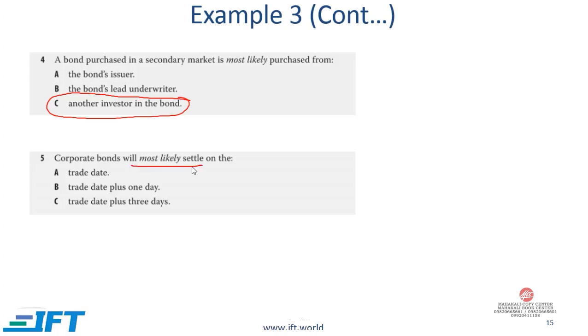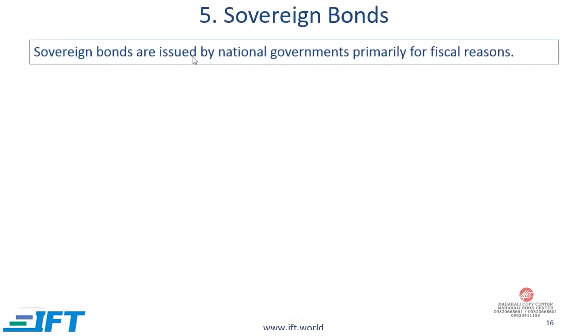Corporate bonds most likely settle on trade day plus 3 days. So just remember the fact. Government bonds and quasi-government bonds generally settle on trade day plus 1, or T+1. Sovereign bonds are issued by national governments primarily for fiscal reasons.